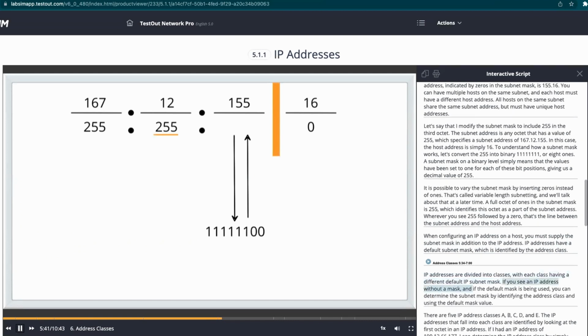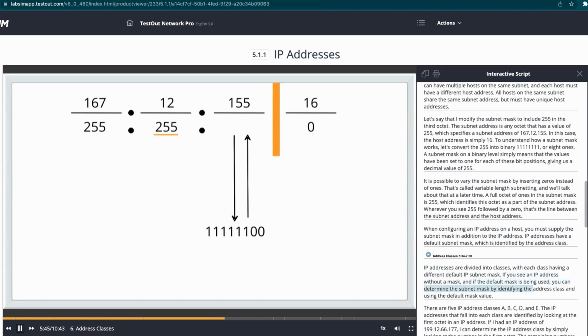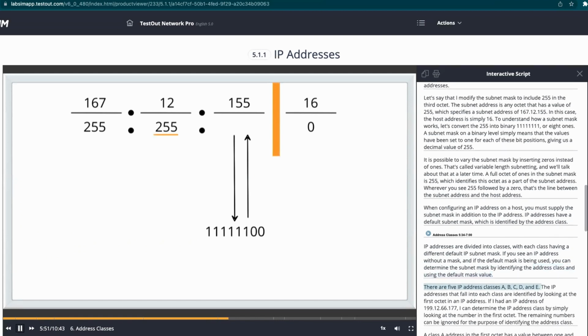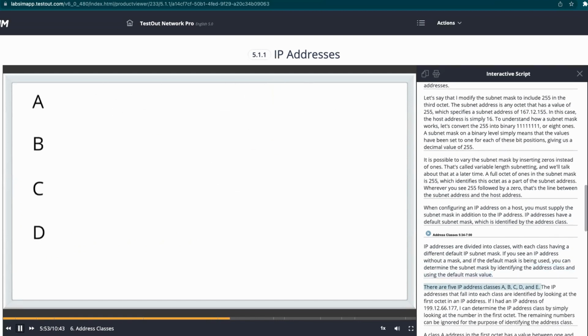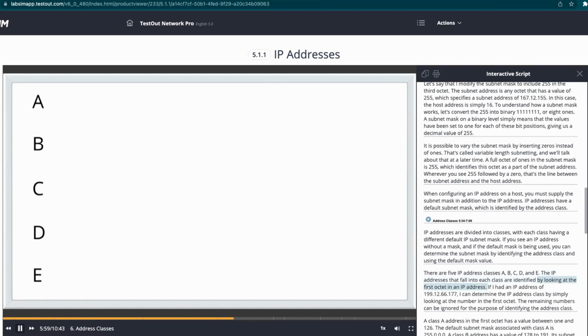If you see an IP address without a mask, and if the default mask is being used, you can determine the subnet mask by identifying the address class and using the default mask value. There are 5 IP address classes, A, B, C, D, and E. The IP addresses that fall into each class are identified by looking at the first octet in the IP address.